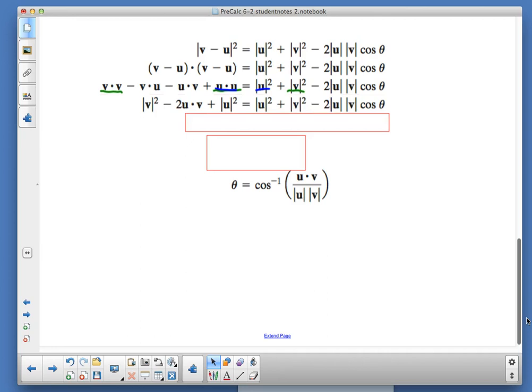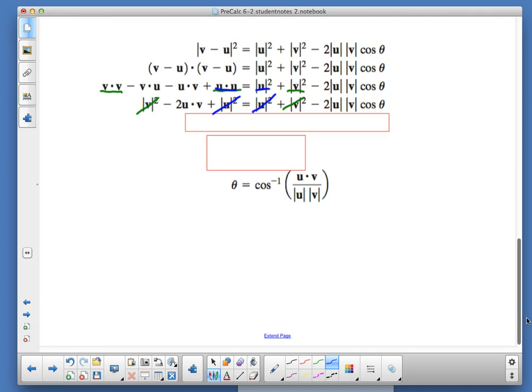So I've got those together, and now if I start combining things across my equal sign, I start knocking things out. And this is just a proof of where this formula for theta comes from, to find theta between two vectors. Okay? So now, after I get to this point, I know that this and this will become 0 if I subtract it from both sides. I know that u squared will be 0 when I subtract it from both sides. And that makes sense, right?